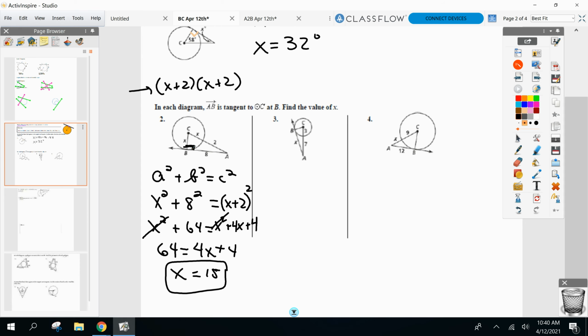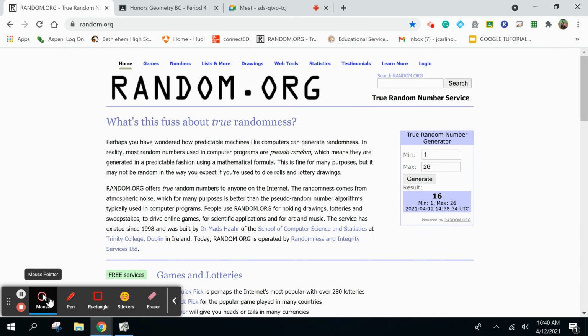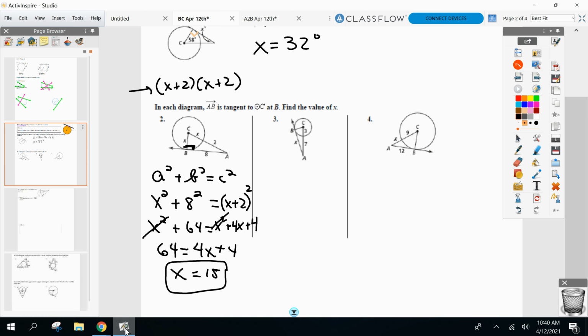All right, help me with 3 now. First thing I want to know from someone, where is the right angle in my diagram? Name the right angle here. Ryan, name the right angle. Where is it? Angle CBA. Good job. Wherever the radius and the point of tangency meet, I have a right angle, just like I did in problem 2. Pythag time.